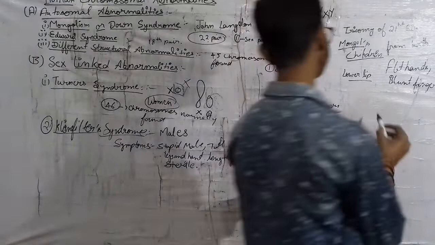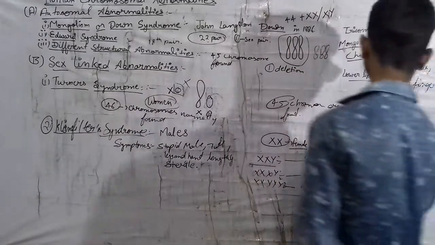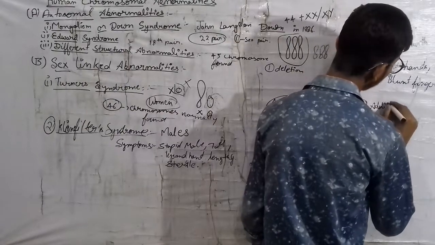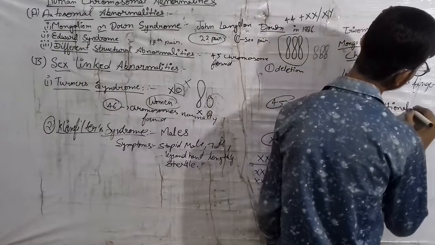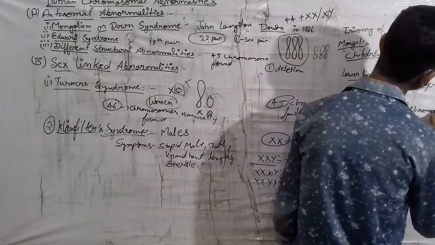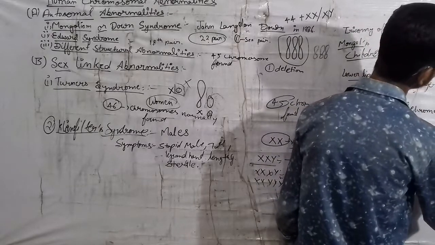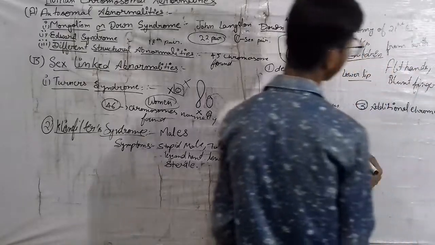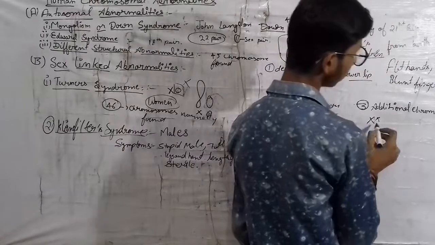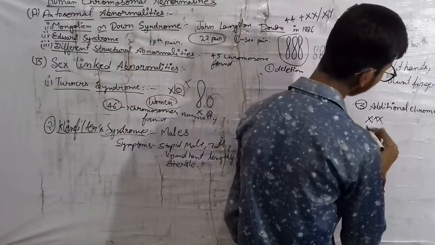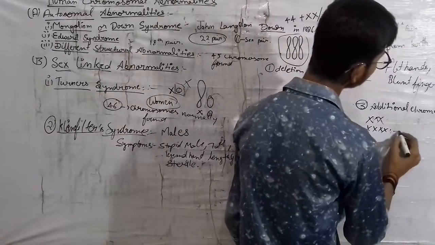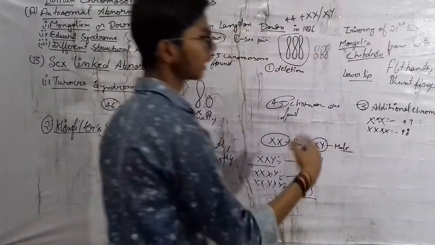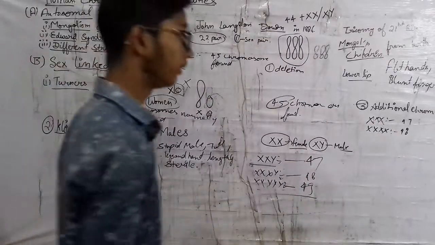The third one is additional chromosomes in females. Yes, my dear friends. This is the normal ratio, but here there is one extra, two extra. This type of syndrome is called additional chromosomes in females.